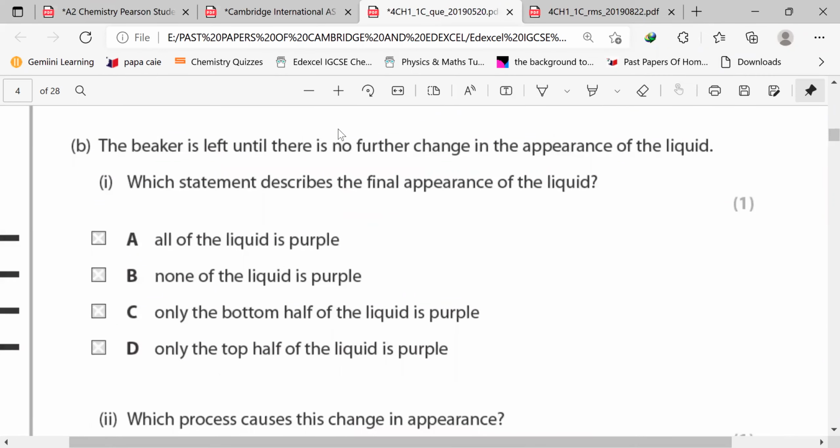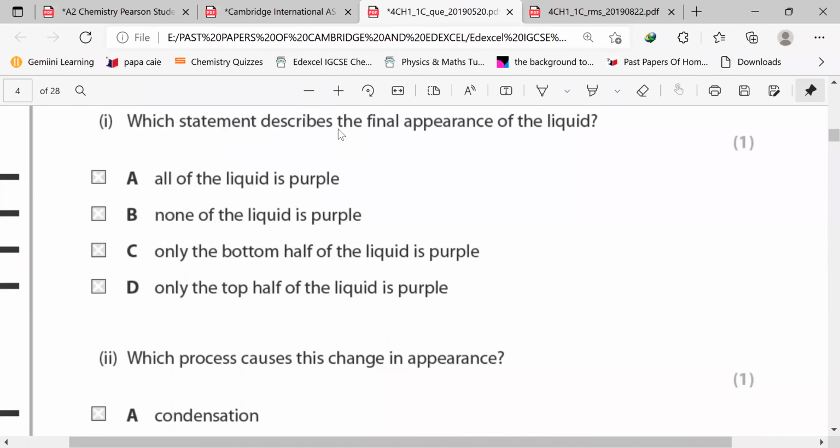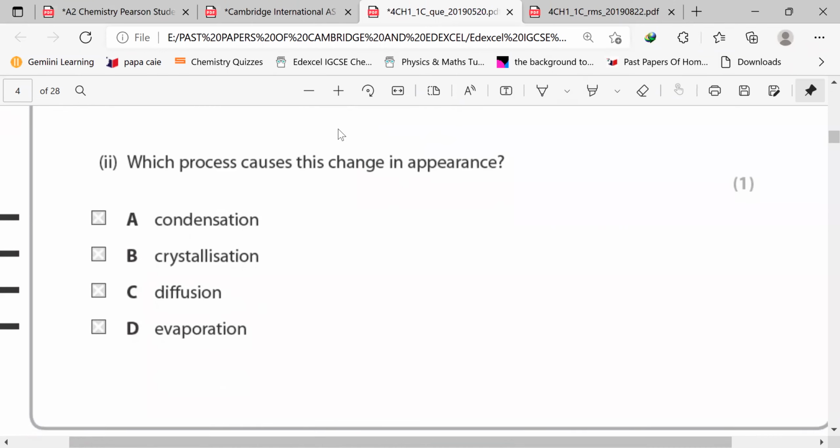The beaker is left until there is no further change in the appearance of the liquid. Which statement describes the final appearance of the liquid? All of the liquid is purple. A is the correct answer. Next point. Which process causes this change in appearance? I'd say it would probably be diffusion. C, right?